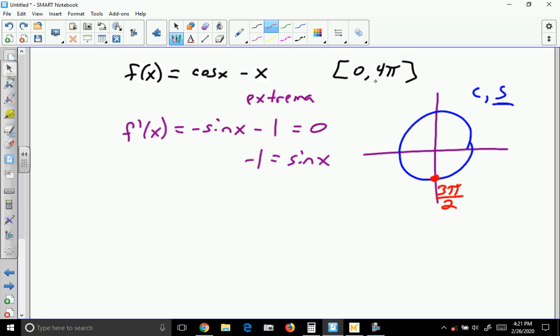And we're going for 2 rotations. So if we're in the second rotation and we're coterminal with that, then we would take that and add a complete rotation to it, which is 4 pi over 2. So 3 pi over 2 plus 2 pi, or plus 4 pi over 2, that'd be 7 pi over 2. So those are the two critical points in our interval: 3 pi over 2 and 7 pi over 2.